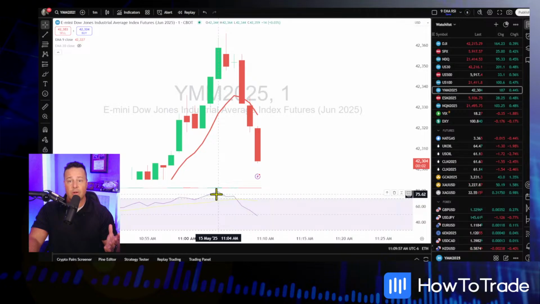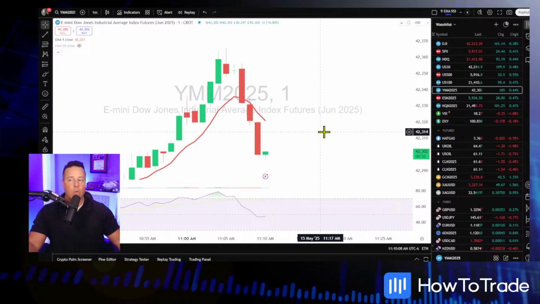Overbought territory, you're going to sell. This would have been our original entry, according to the strategy. It would have been the first bar close underneath the 9 EMA. Would it have worked right there? It would have worked like a charm.